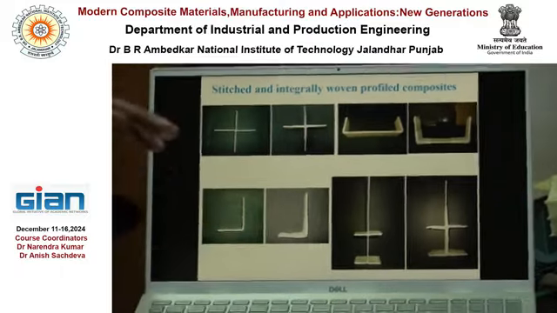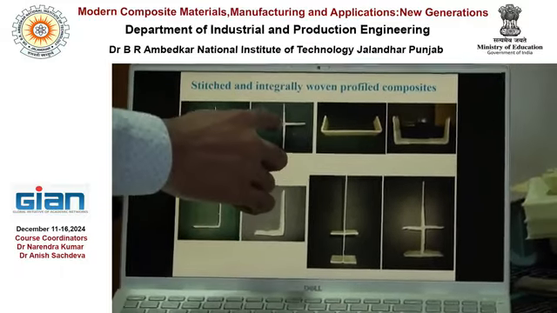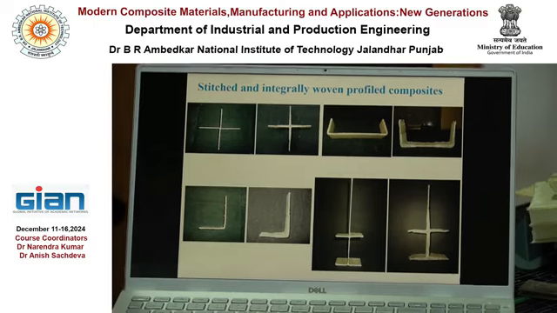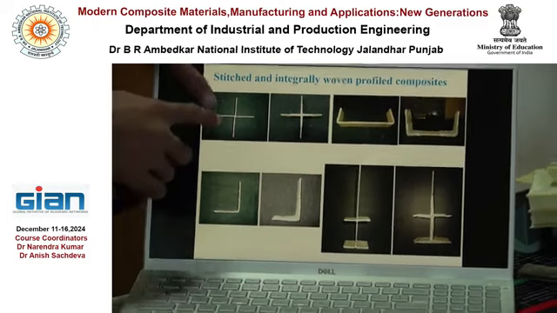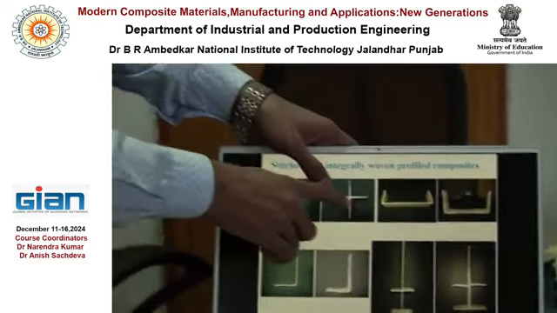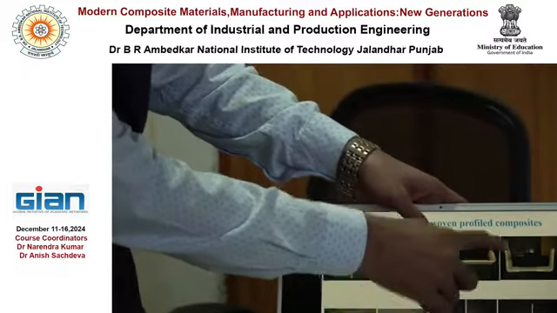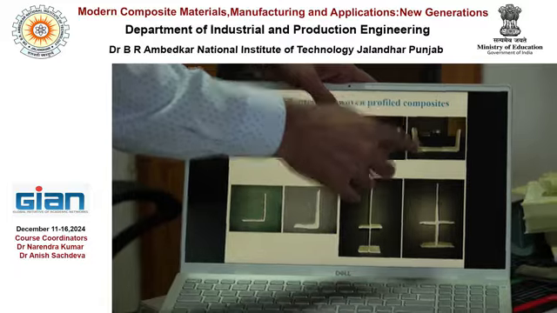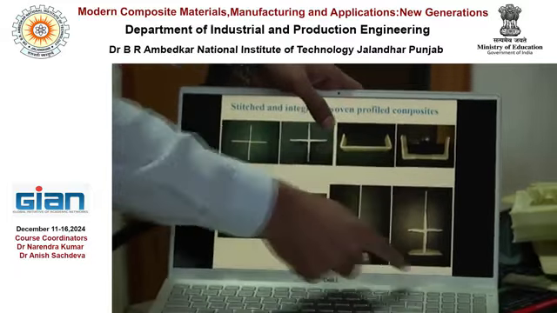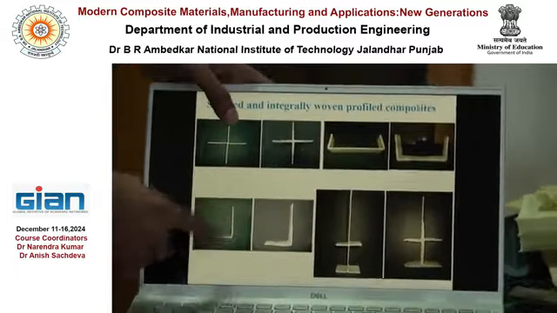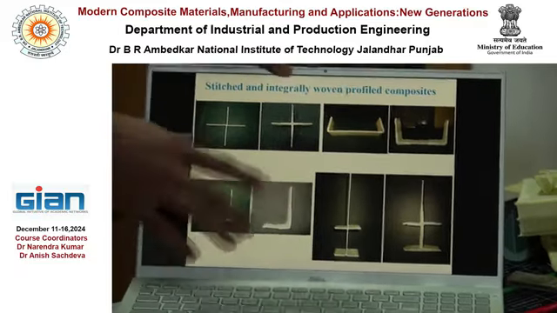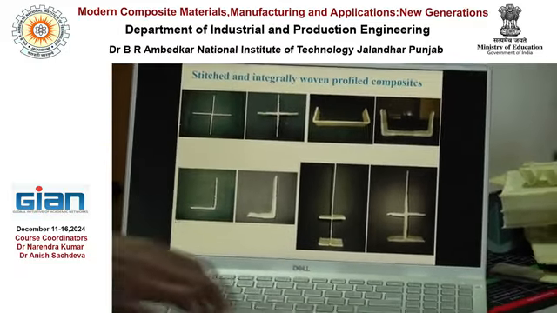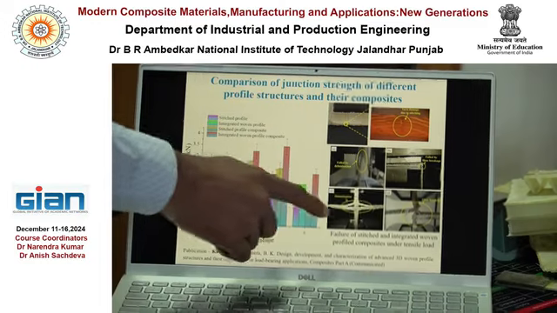And we have also produced the profiles by stitching. So this is the integrally woven profile, this is the stitched profile, this is the integrally woven U profile, this is the stitched profile, where these 1, 2, 3 fabrics are stitched together here. This is the stitched blade profile, this is integrally woven, this is again integrally woven, this is stitched profile. And composites of all these are produced. And we have tested them for the junction strength.